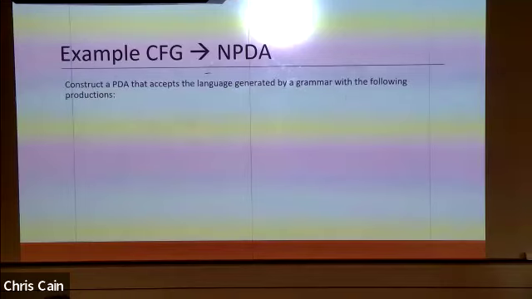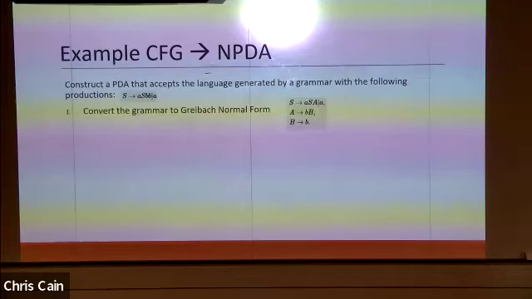Construct a pushdown automaton that accepts the language generated by a grammar with the following productions. We'll use a very simple grammar to start with. Note this grammar is not in GNF. Any problem that I give you will be in GNF, but if it's not in GNF in general, then you will need to convert it. So here is the conversion after it is done. Every production is a non-terminal arrow, a single terminal followed by zero or more non-terminals. And that is true for each of those productions.